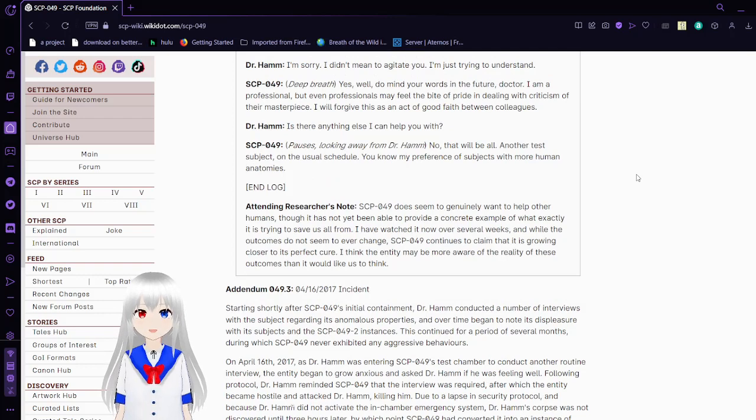Attending researcher's note. SCP-49 does seem to generally want to help other humans, though it has not been able to provide a concrete example of what exactly it is trying to save us all from. I have watched it now over several weeks, and while the outcomes do not seem to change, SCP-49 continues to claim that it is growing closer to its perfect cure. I think they may be more aware of the reality of these outcomes than they would like us to think.